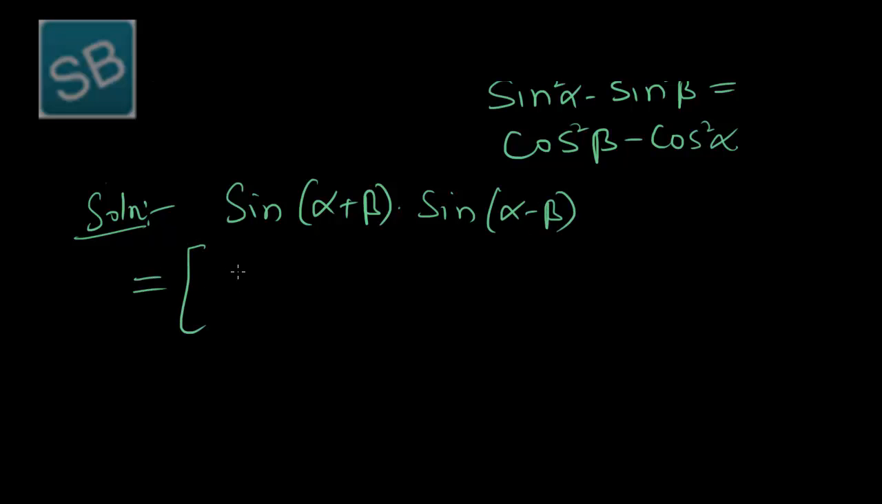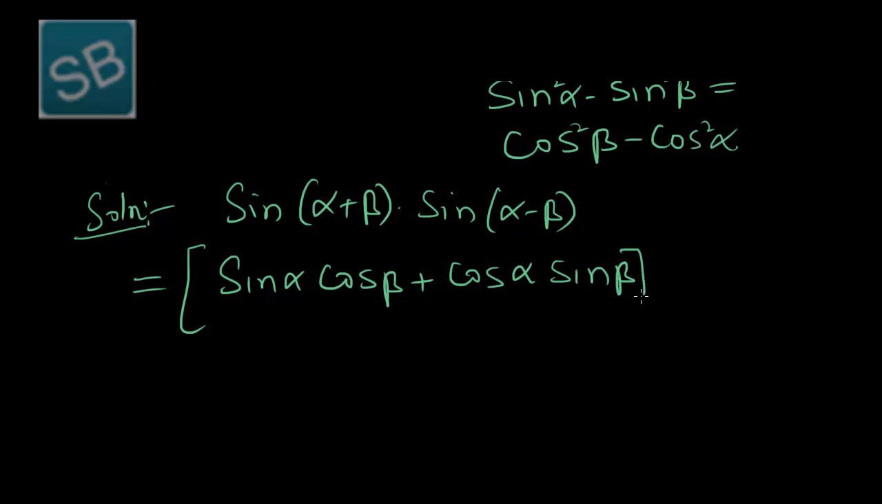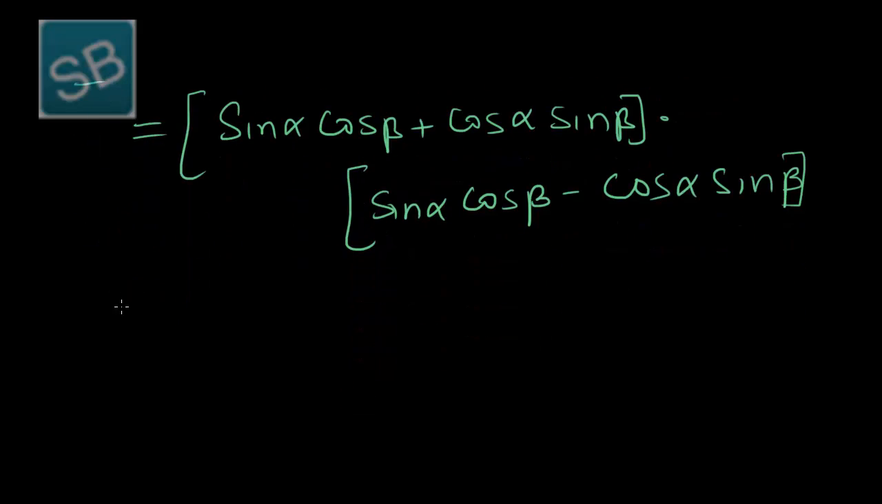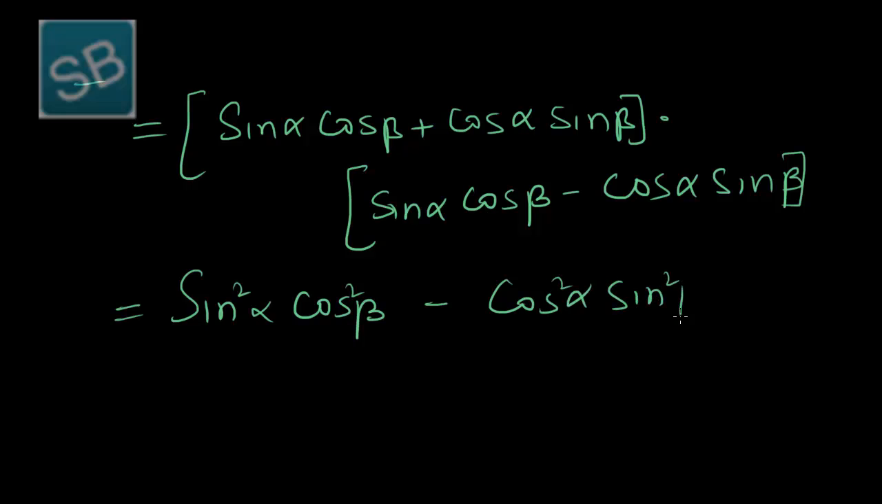So we will write the formula of sine alpha plus beta, that is sine alpha cos beta plus cos alpha sine beta, into sine alpha minus beta, that is sine alpha cos beta minus cos alpha sine beta. So we get a plus b, a minus b, that is a square minus b square, where a square is sine square alpha cos square beta, and b square is cos square alpha into sine square beta.